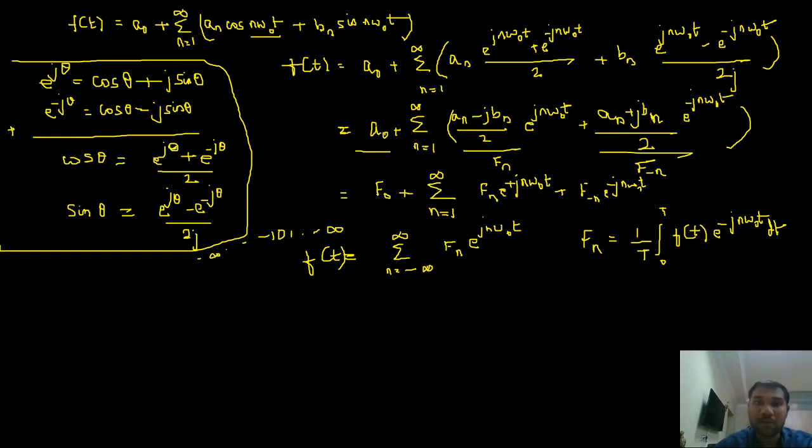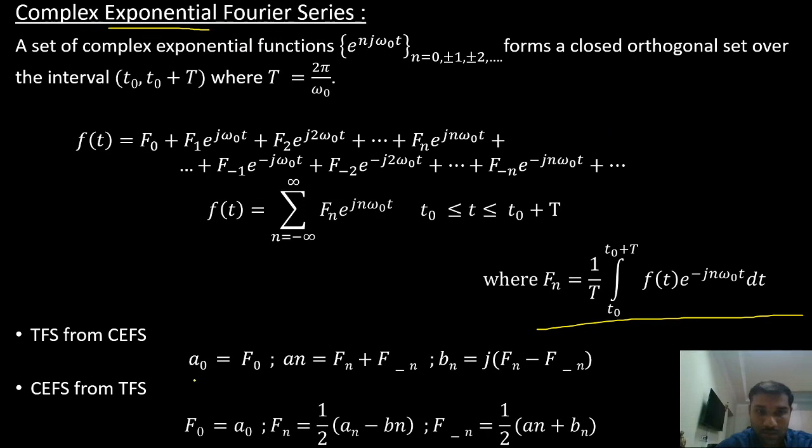So I can find my complex exponential Fourier series coefficients from trigonometric coefficients also. How? f₀ is equal to a₀, fn is equal to half into (an minus jbn), f₋n is half into (an plus jbn). That is what we have written here. This is the complex exponential Fourier series from the trigonometric Fourier series. The other way around also we can do. We can find the trigonometric Fourier series from the complex exponential Fourier series. We know the formula for the complex exponential Fourier series.